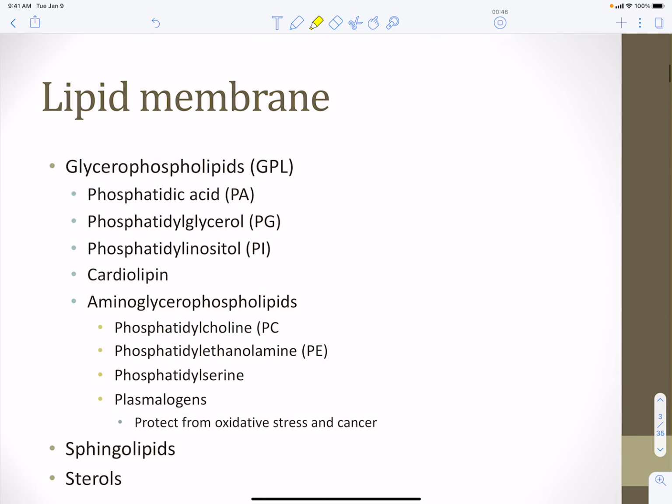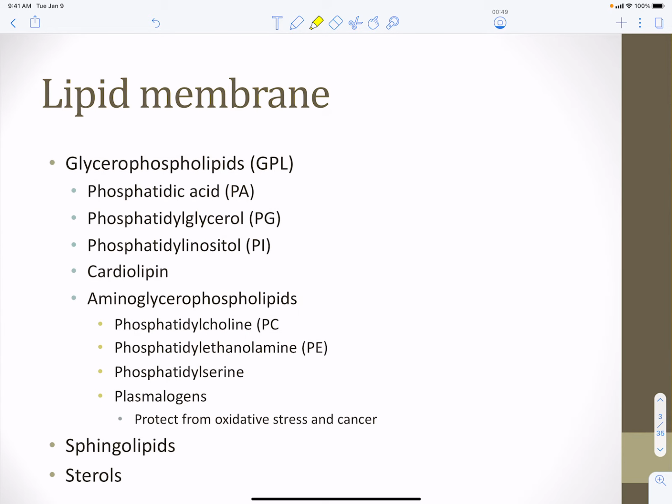Now, we do have different types of fats that are important in the body. In our lipid membrane, we're going to have different glycerol phospholipids. Again, those are going to have the glycerol backbone. And within those, we have the aminoglycerol phospholipids, which of course will have a nitrogen group within the phospholipid. We also have a group of sphingolipids and sterols.